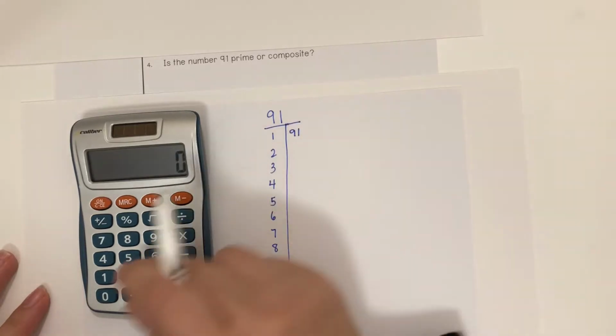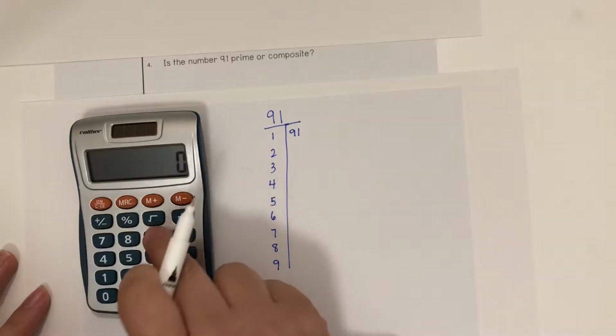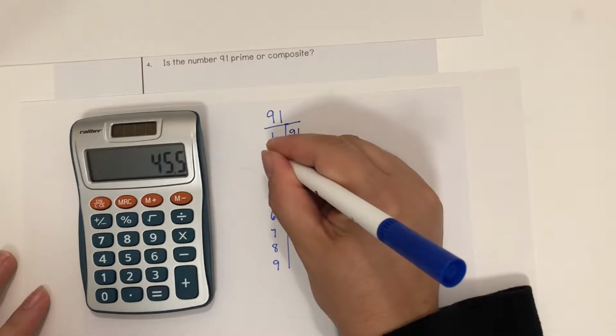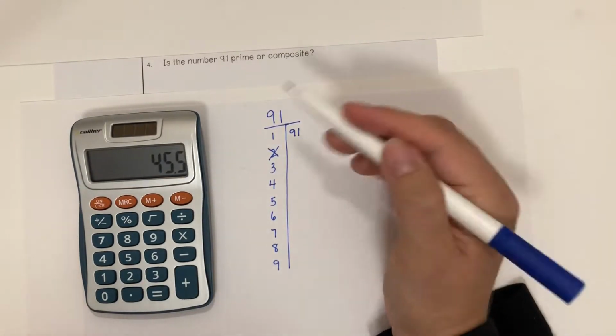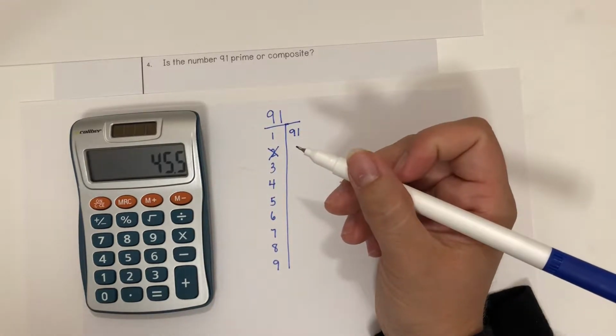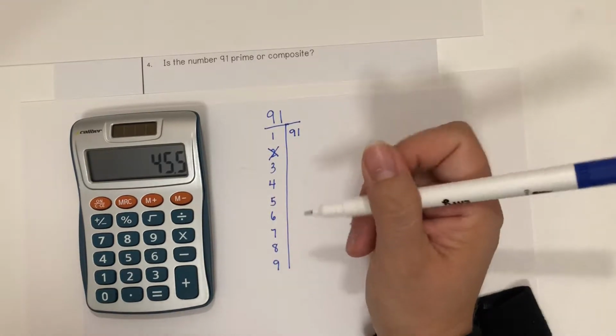Let's try 2. Even though I know my rule for 2's, I'm still going to double check on my calculator because I want to just double check. And sure enough, it's not a whole number. It says 45.5, so 45 and 5/10, which means that no, it is not a factor.